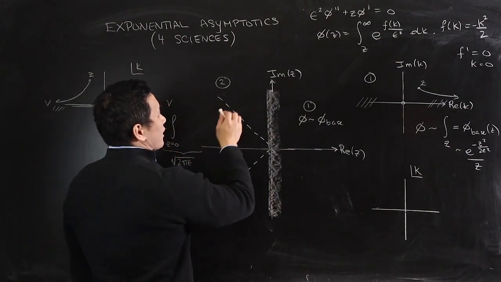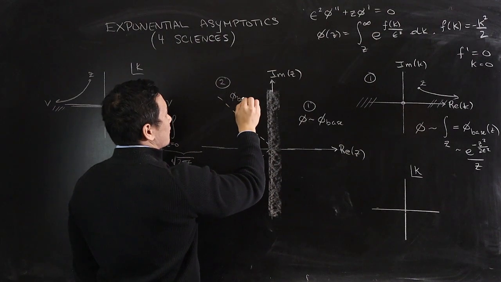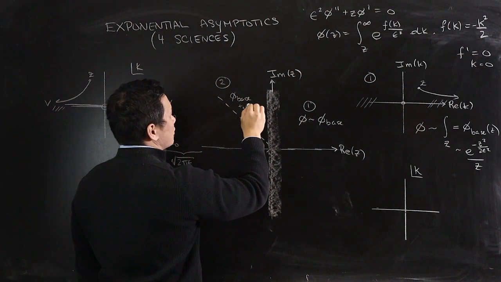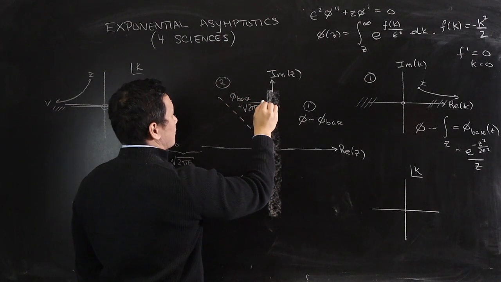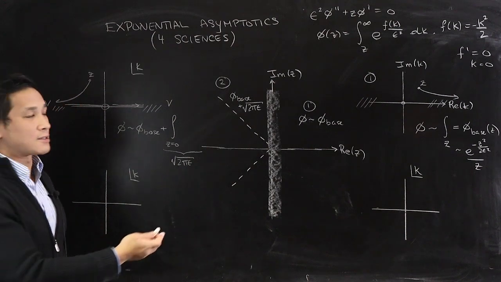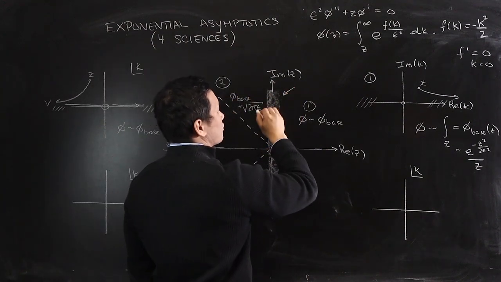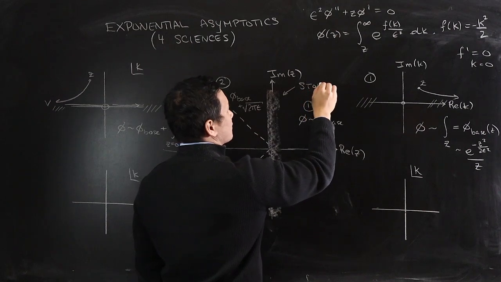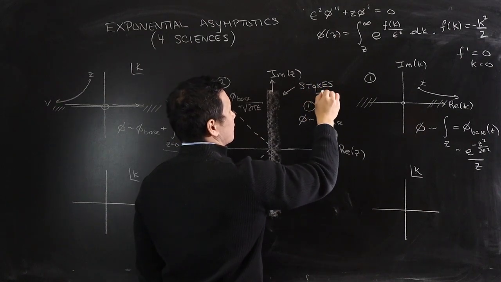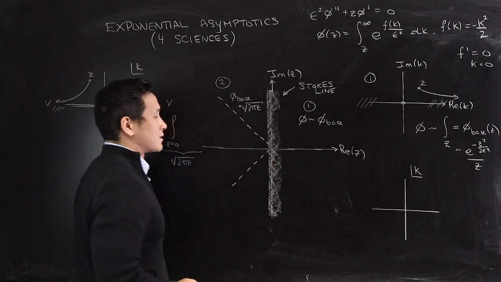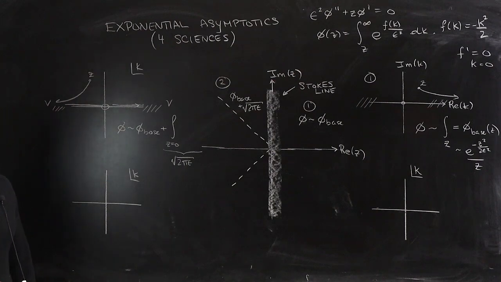So in this upper half plane, you have phi base plus root 2 pi times epsilon. This is your exponential asymptotics. This has switched on across this line. And as we introduce this terminology, this is called your Stokes line. So the Stokes line is this critical line across which exponentials switch on or switch off.